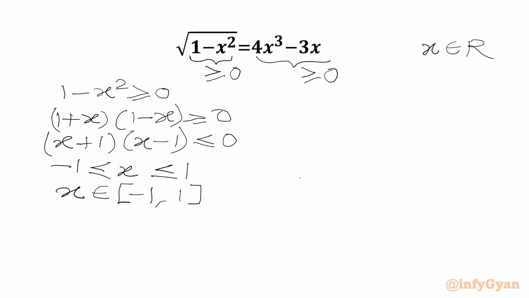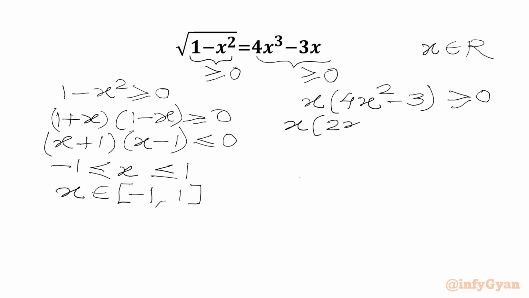Now we will solve the RHS, or this identity. I will take x common. So here we will write x times (4x square minus 3) must be greater than or equal to 0. Or we can write x times, this is (2x) whole square, so I can write (2x plus root 3) times (2x minus root 3) must be greater than or equal to 0.